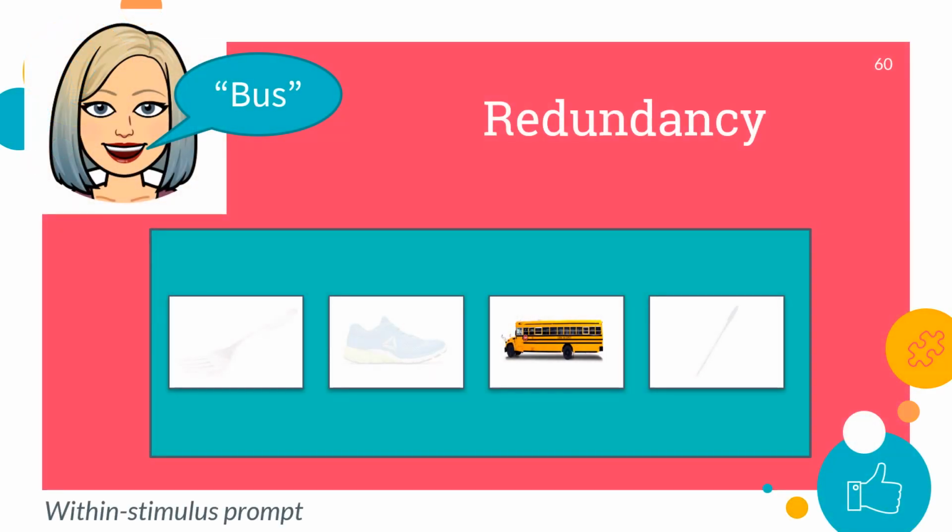Now we will discuss stimulus prompts. Redundancy of antecedent stimuli as a stimulus prompt involves manipulating the color or size of the antecedent stimulus. As you can see here, the target picture, which is bus, is full colored, while the other pictures, which are fork, shoe, and pen, are less intense. This is an example of a within stimulus prompt.